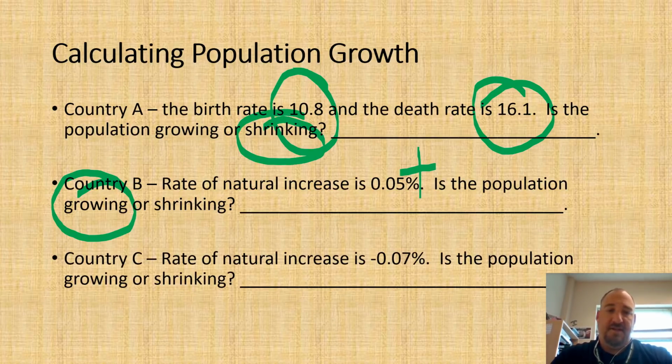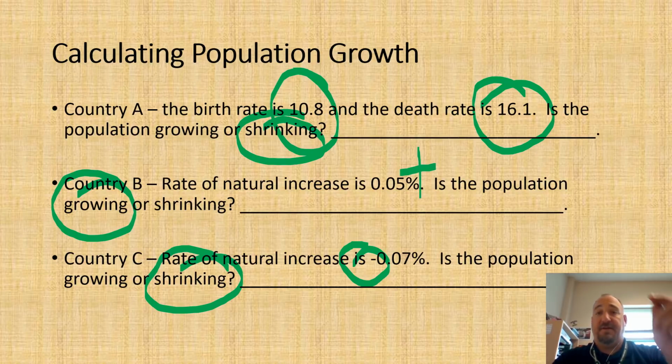And then country C, the rate of natural increase is negative 0.07%. Is the population growing or shrinking? So when we look here, it's a negative, so that would mean it's shrinking. The rate of natural increase is going down, so the population is shrinking.